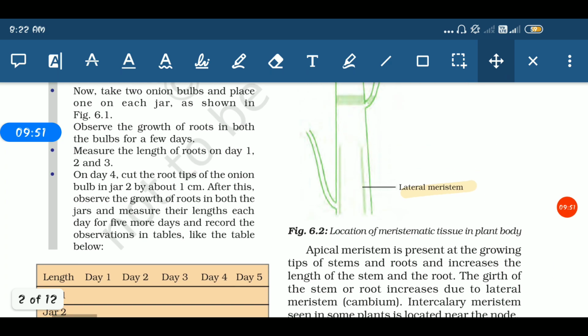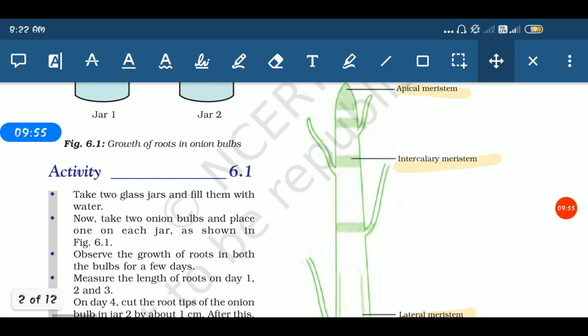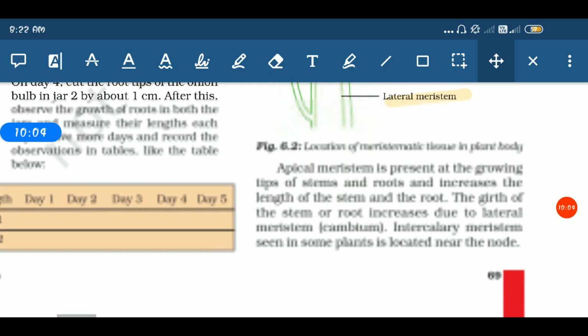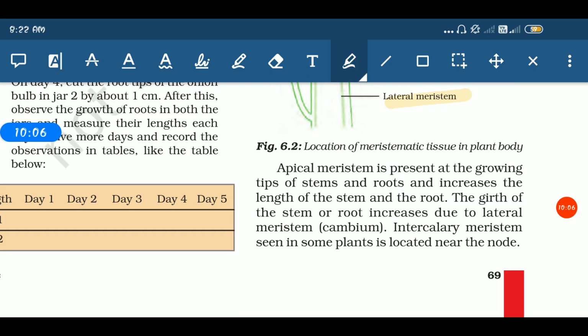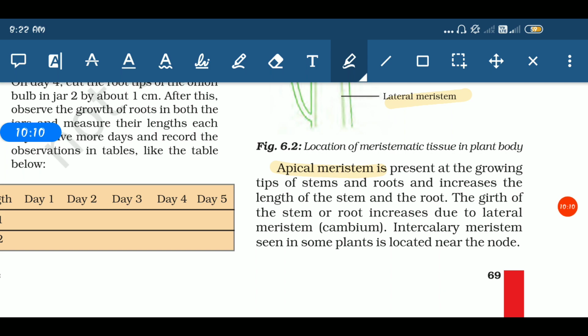Now, if we talk about the types of meristematic tissue, you know that basically three important types of meristematic tissue are present: apical meristem, intercalary meristem, and lateral meristem. Now student, if we talk about the apical meristem, the apical meristem is present at the growing tips of the stems and the root.